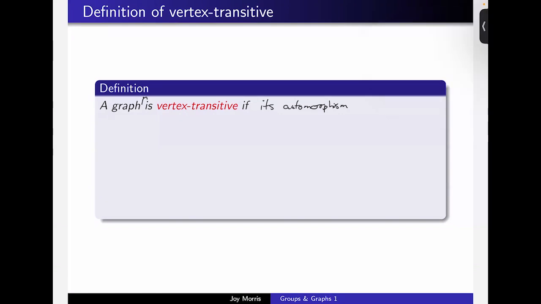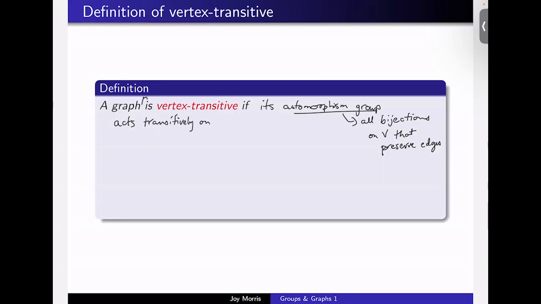So a graph gamma is vertex transitive if its automorphism group, which is the collection of all bijections on the vertex set that preserve edges and non-edges, acts transitively on the set of vertices. In other words, for any 2 vertices V and W in the vertex set, there is some element in the automorphism group of my graph gamma such that it maps V to W.